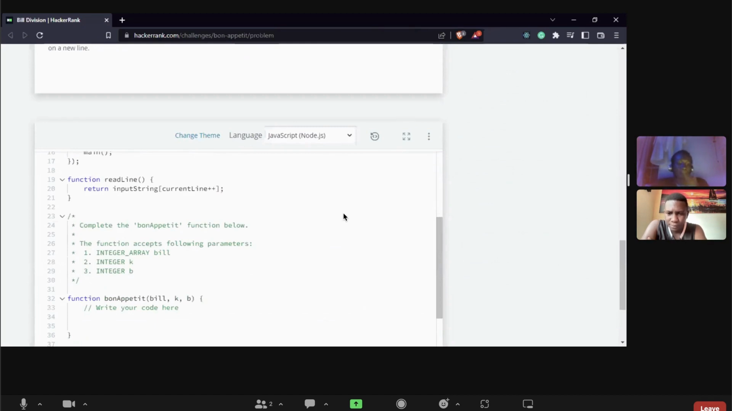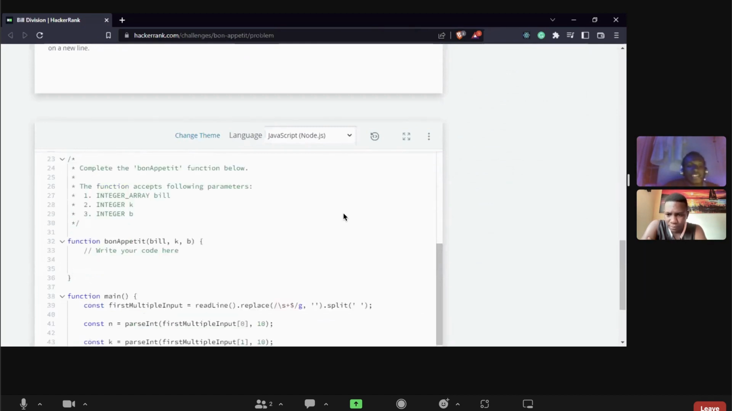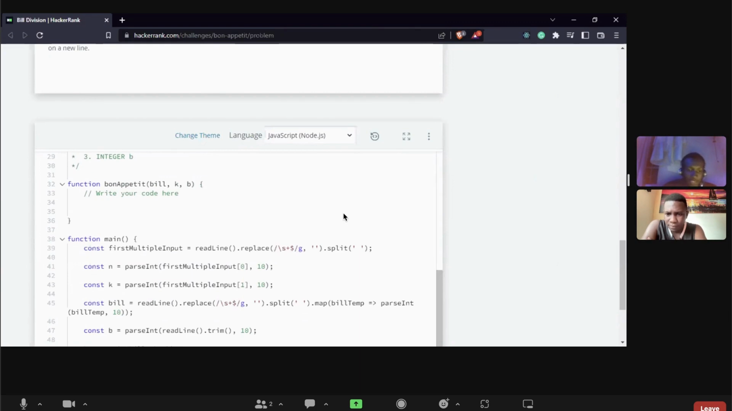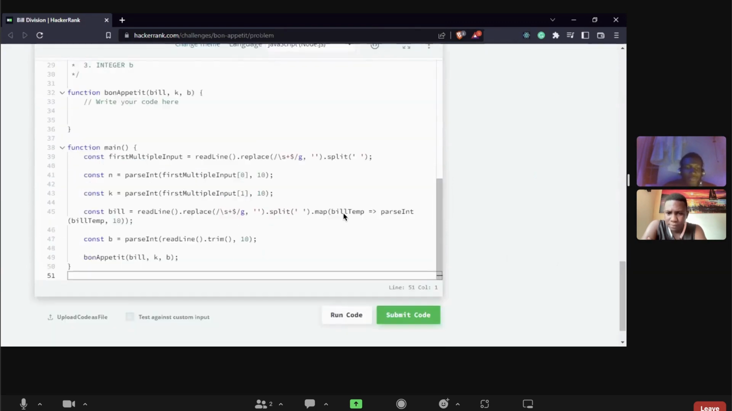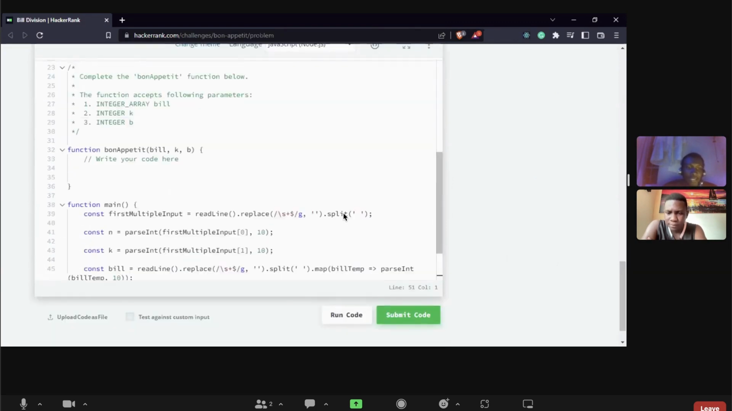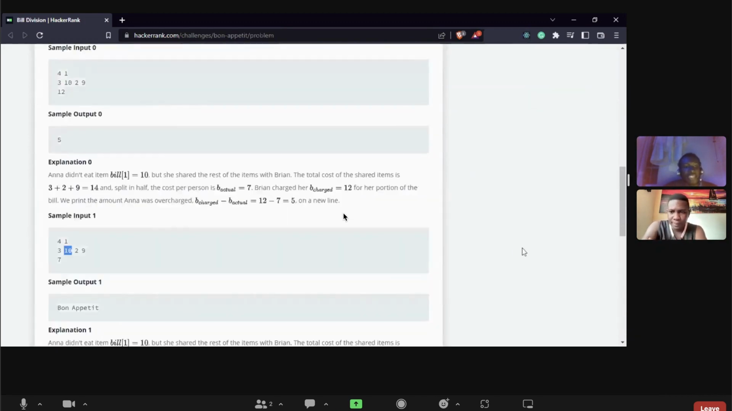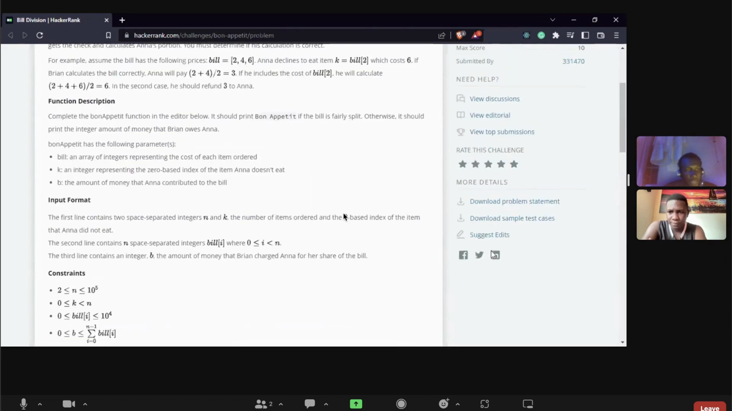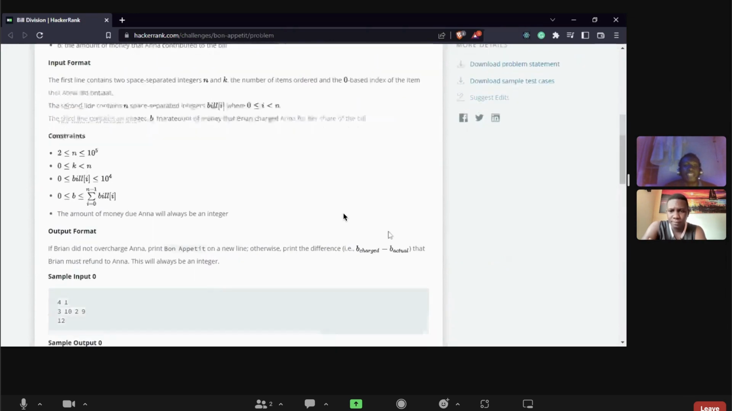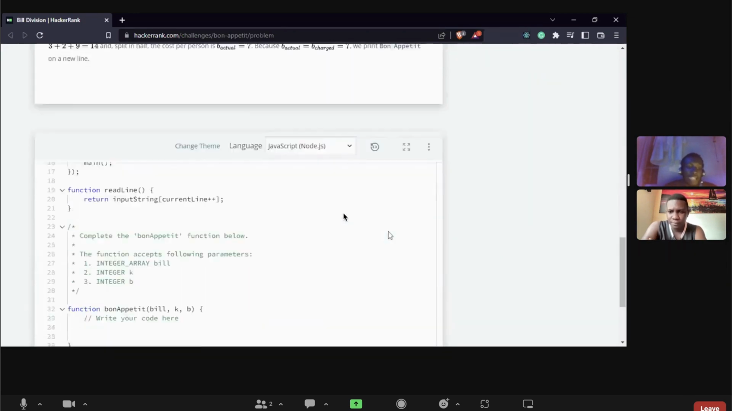And in this instance it is good to have a quick view of what you're given. So you have the bill, which we expect, of course, to be an array. We have the k and the b. So the k, I believe, is the index, and then the b is what Anna paid. So b is the amount of money Anna paid, and k is the index that represents what Anna didn't pay.